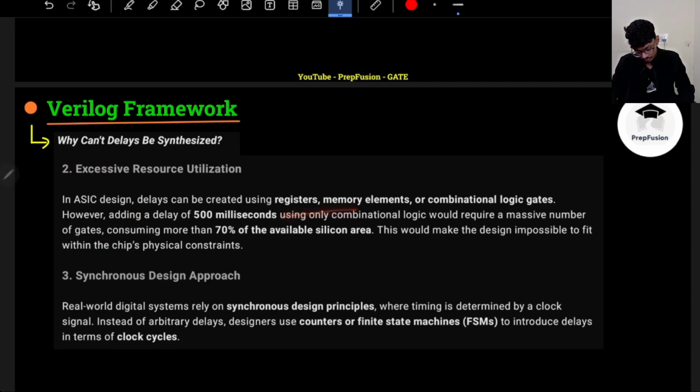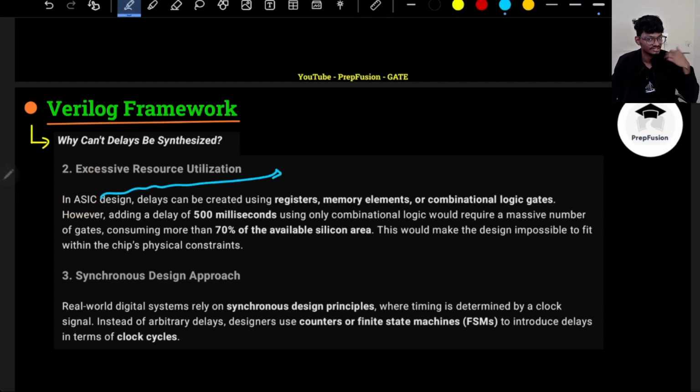So to design 500 milliseconds, we cannot use all our hardware, in those cases where it is an application specific IC, right? What is ASIC? ASIC is an application specific IC. So I am designing for a specific application, and if I take like 70% of my available silicon area for designing this delay only, what will I be left with? I will not be left with anything. So that's why in ASICs, while I have limited power, limited area, limited hardware, I will not be able to design these kinds of delays.